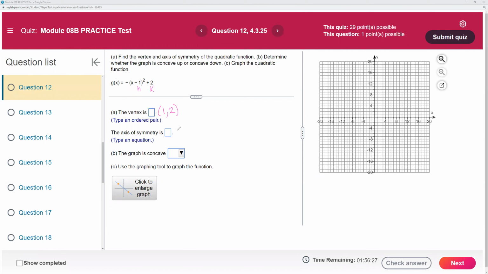The axis of symmetry is directly related to the x-coordinate of the vertex. It's a vertical line that splits the parabola in half. This graph has a negative in front, so that means it's going to be concave down. That means the bowl looks like it's flipped upside down. If we have a positive in front of this vertex form, then we're going to have concave up. Then we want to do the graph.